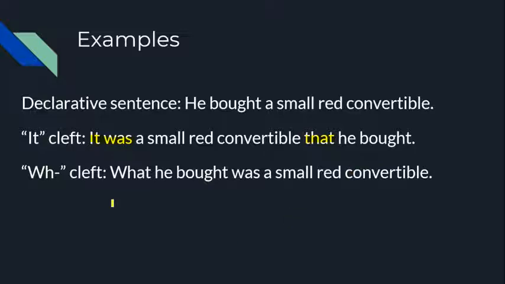The other type of cleft we have is a WH cleft. So this would be what, where, when, why, and it starts with this WH word. In this case, it's what he bought was a small red convertible. It's not split up in the same way that the it cleft was. This is just another example of a cleft that we can do with a sentence.